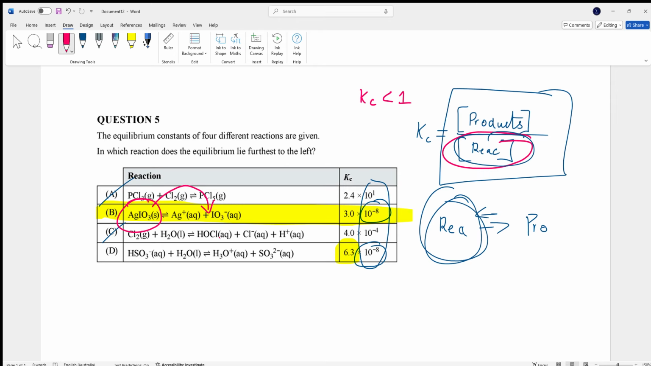This question can be pretty easy if you understand equilibrium very well. What I would recommend is if you struggle with this question, you need to practice probably ICE table questions and just Kc value questions as well.